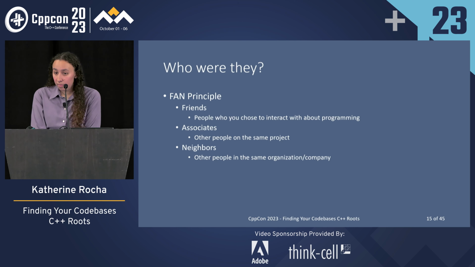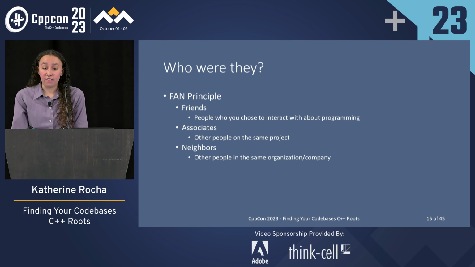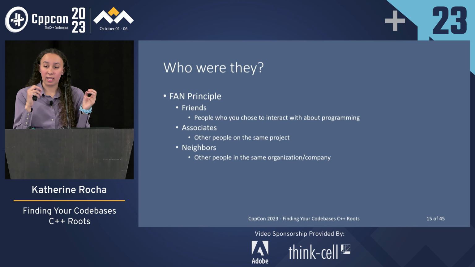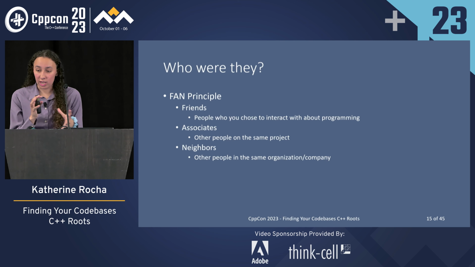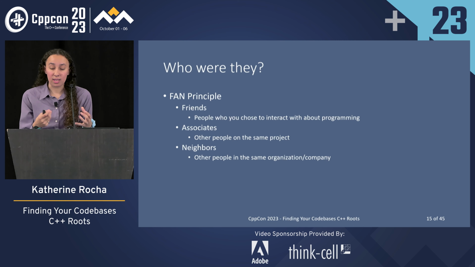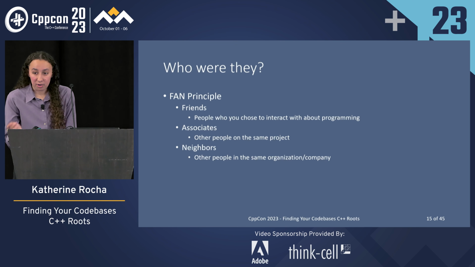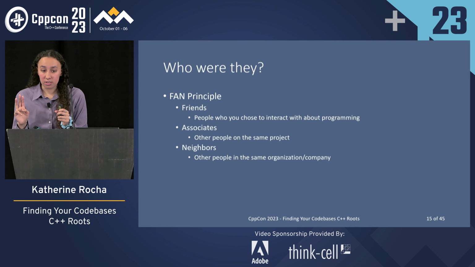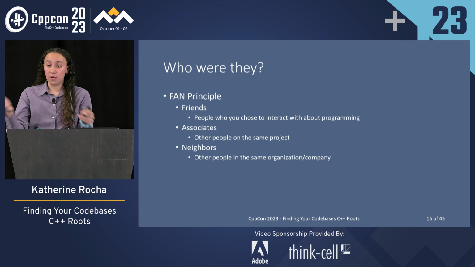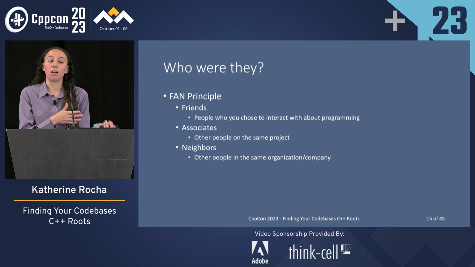So this is a principle that's used in genealogy. It's called the FAN principle. And we're going to twist it a little bit and use it for looking at source code. And this is going to change how we end up trying to look at the different people interacting with our code and figure out how we can look at it better. So the FAN principle is friends, associates, and neighbors. And these three groups of people are how you can group everybody who ends up interacting. So our friends are people who we choose to interact with. So that's everyone here at a conference, you're choosing to talk to them.